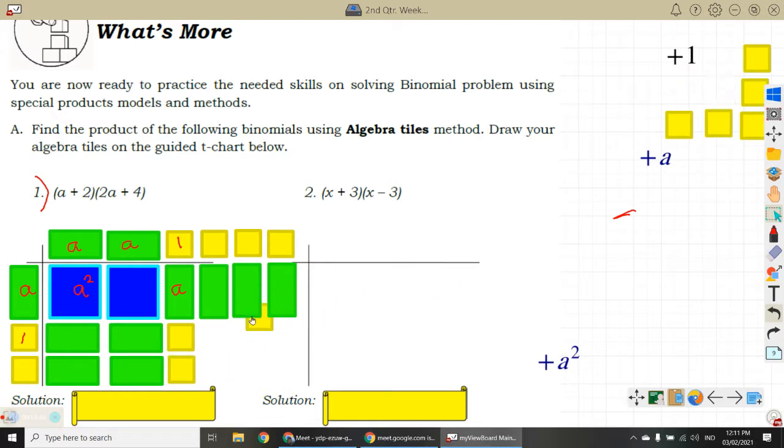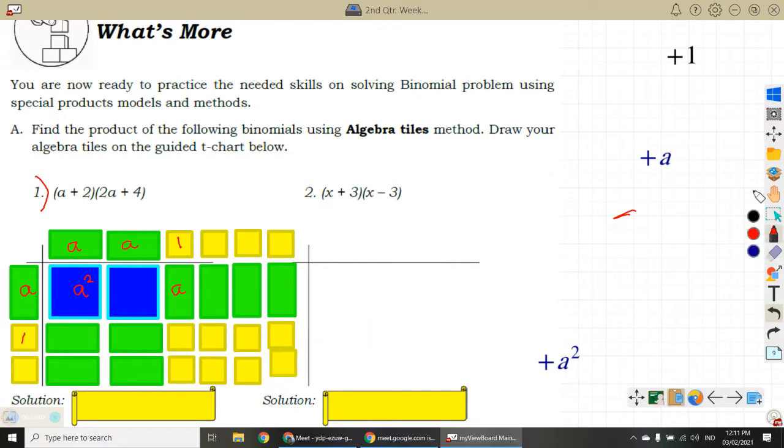Therefore, as you can see from a physical point of view, using the algebra tiles, what will be the answer? Let us answer. How many a squared do we have? How many?